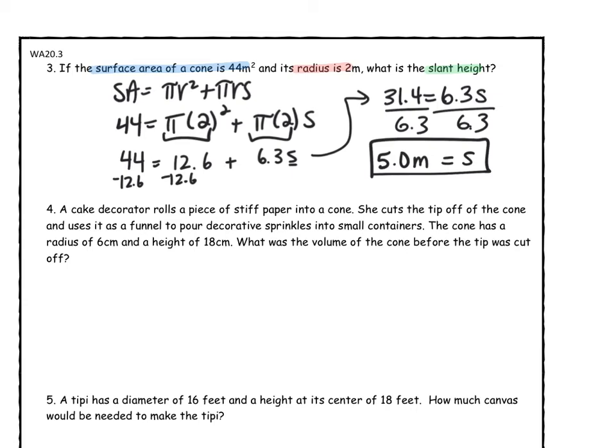All right, a cake decorator rolls a piece of stiff paper into a cone. She cuts the tip off of the cone and uses it as a funnel to pour decorative sprinkles into small containers. The cone has a radius of 6 centimeters and a height of 18 centimeters. What is the volume of the cone before the tip was cut off?